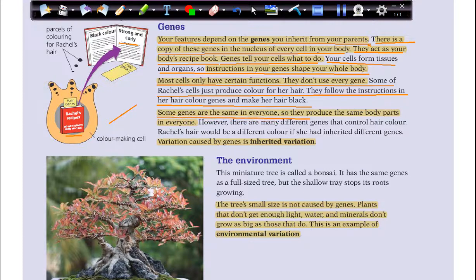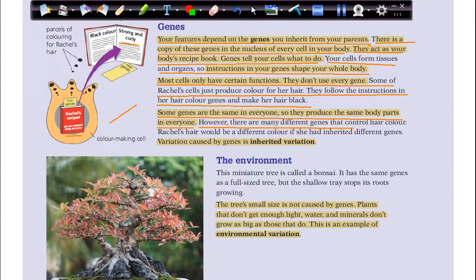Some genes are the same in everyone, so they produce the same body parts in everyone. So that's why we look different from the animals. We share some of the same genes. That's why we look human. We can walk on two legs. We have a straight body. We don't walk on four. We don't have heads like cats. We don't have ears on the top of our heads. Okay, and that's also what makes the animals similar to each other.